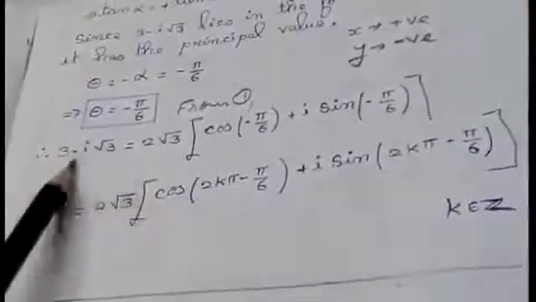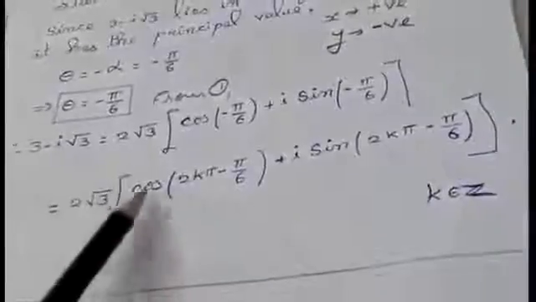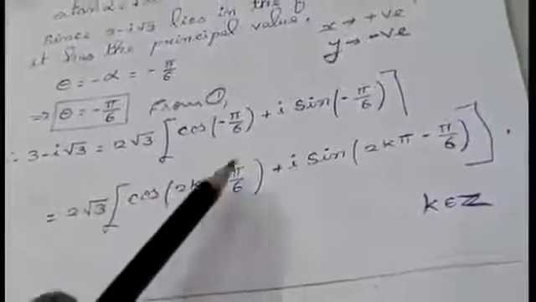What is 3 minus i root 3? I have written it in polar form. What is the polar form, students? 2 root 3 into cos (2k pi minus pi by 6) plus i sin (2k pi minus pi by 6), where k belongs to Z.